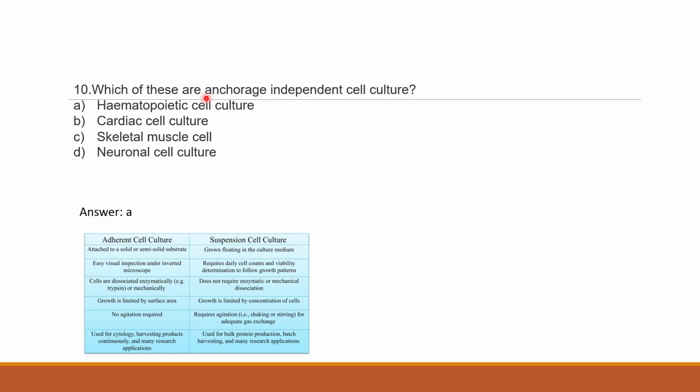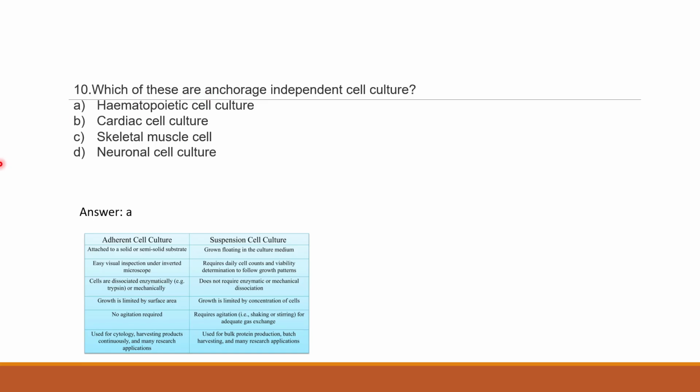Okay, nobody wants to answer. So your answer is A, hematopoietic cells. These are the anchorage independent. That's why they are in suspension. They are in your blood. So it's in fluid. They don't attach anywhere. They just go wherever your blood flows.